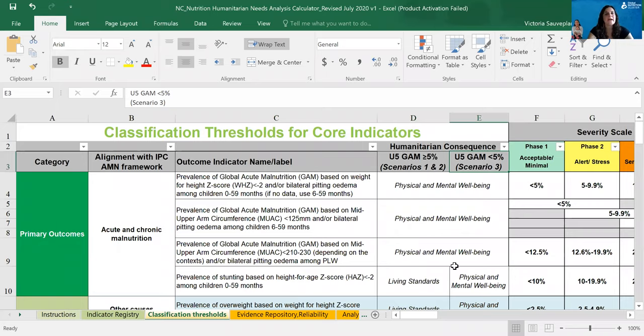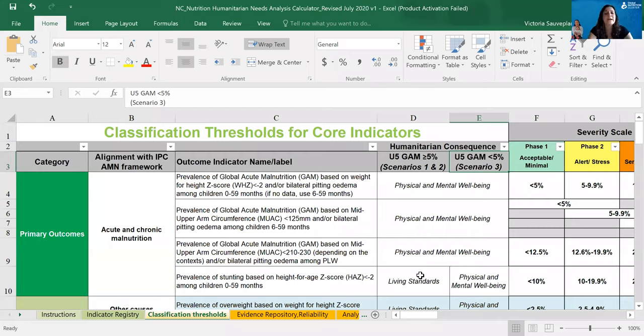As you're quite familiar with the HNOs, the humanitarian needs overview, there are different pillars that are taken into account when doing the analysis. For nutrition, we primarily focus on physical and mental well-being, quite evident, as it has a direct impact on the physical and mental well-being of the population.